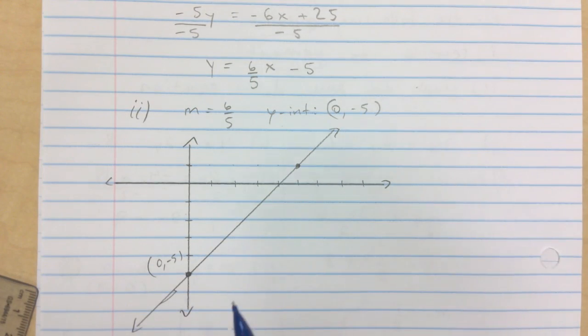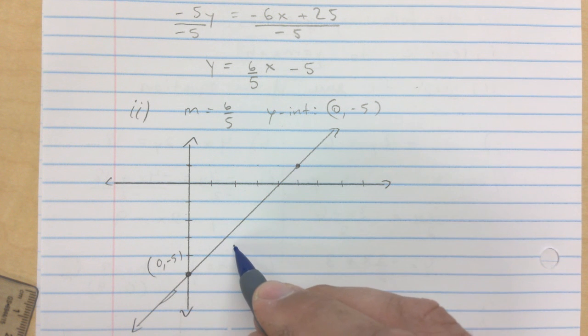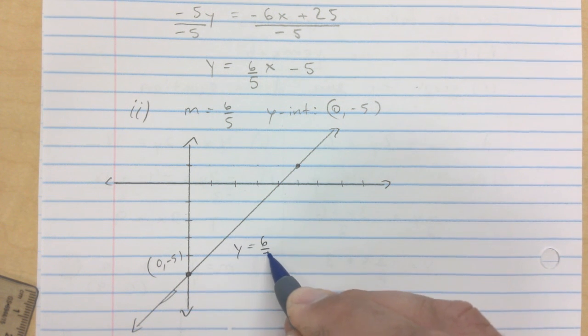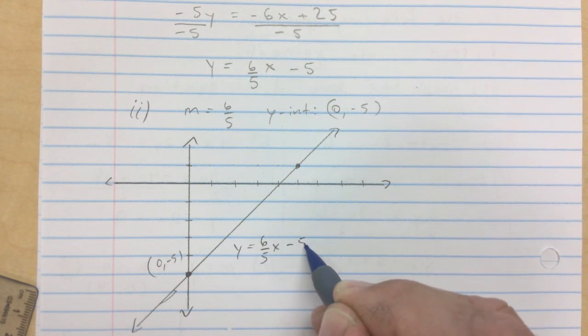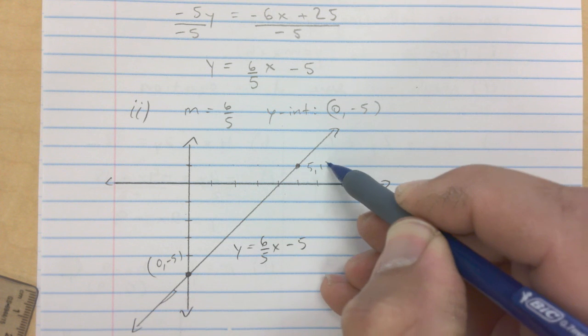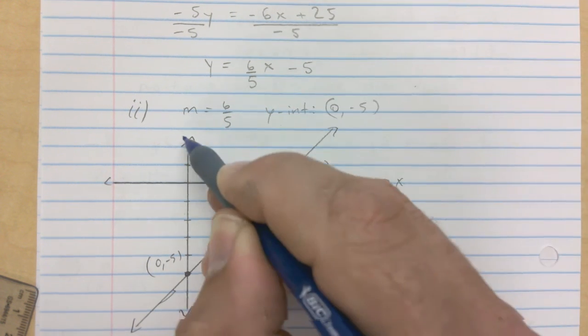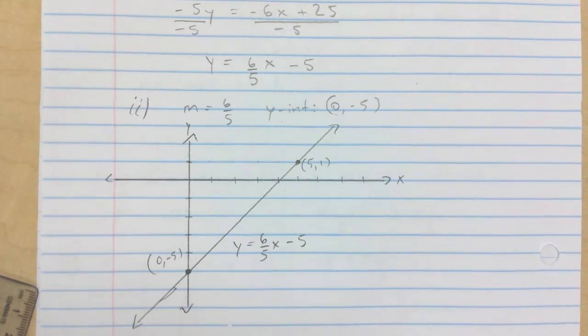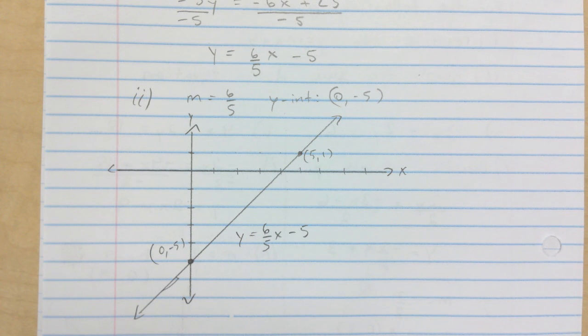Right. So you do that, and you label it. I'm going to mix it up here and use the rewritten form. And this would be 5, 1, right? And you have x-axis and y-axis, don't forget that. And that's what it should look like.